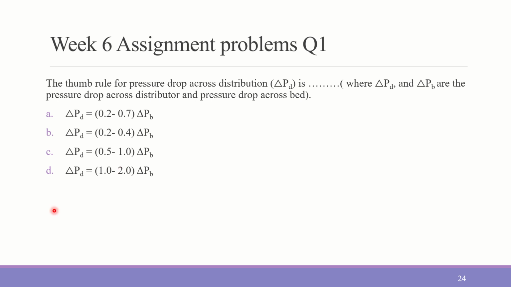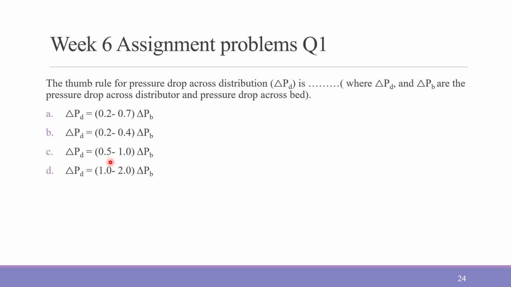So delta PD is the pressure drop across the distributor and delta PB is the pressure drop across the bed. It is how much percentage of the pressure drop across the bed the distributor should account for. Imagine if it is 1 to 2 times delta PB, it would not work at all. Similarly, if it is this high, it would again not work. So the answer is actually 0.2 to 0.4 times delta PB.